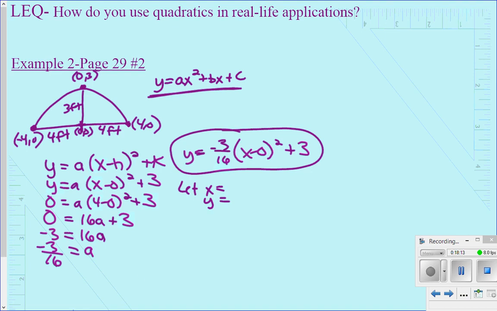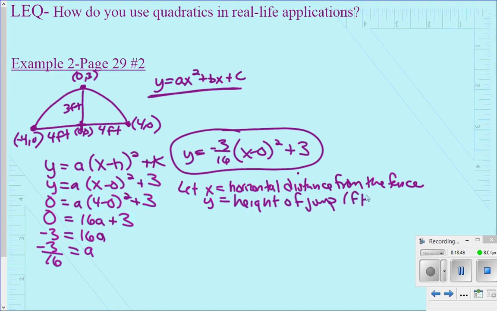Okay, so let's let x be, now let's think about this. x would be the horizontal distance away from the vertex, which is the fence. And the y we know is the height of the jump. And of course, both of these are in feet.